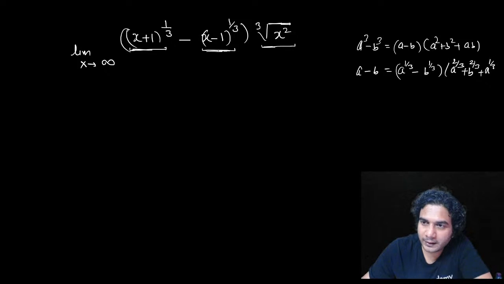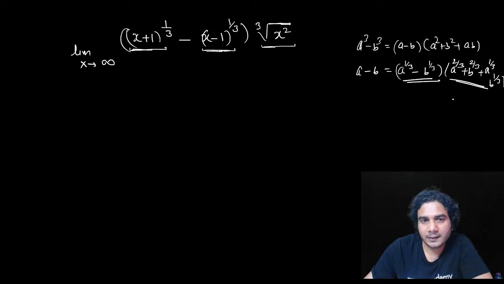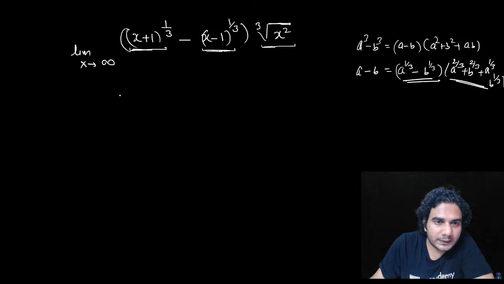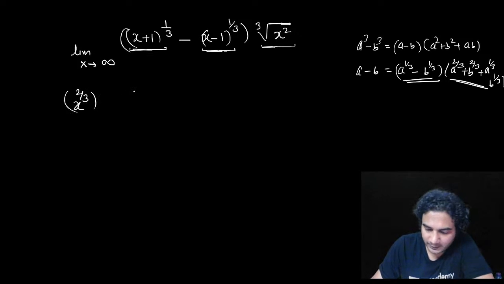Plus a raised to 1 by 3, b raised to 1 by 3. So if you have this term, you need to multiply it by this: a raised to 2 by 3 plus b raised to 2 by 3 plus a raised to 1 by 3, b raised to 1 by 3, okay? And if you do so, it will become a minus b. So in this, keep this term aside, x raised to 2 by 3. Keep it separate.